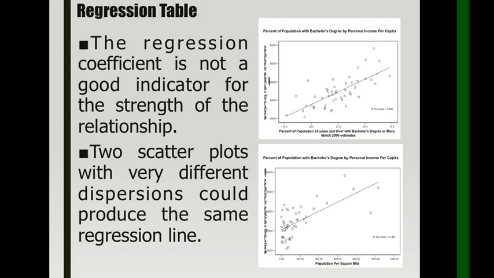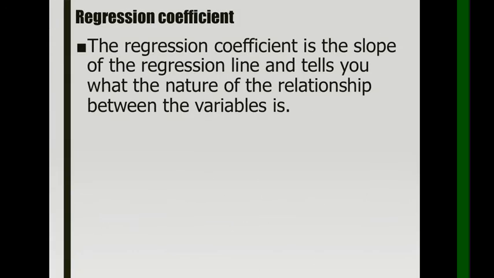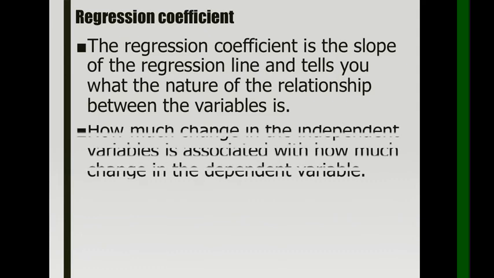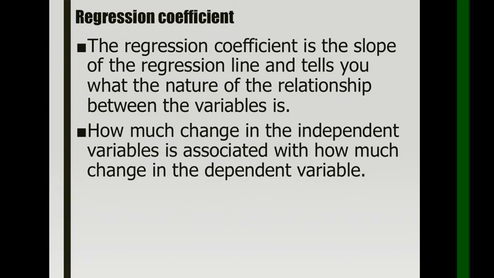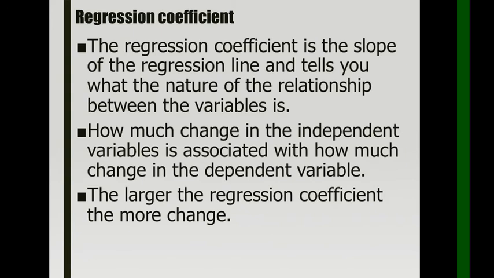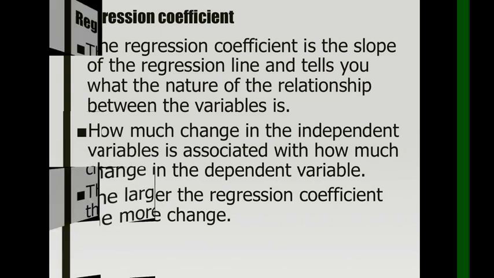The regression coefficient is not a good indicator for the strength of the relationship. Two scatter plots with very different dispersion could produce the same regression line. The regression coefficient is the slope of the regression line and tells you what the nature of the relationship between the variables is. How much change in the independent variable is associated with how much change in the dependent variable. The larger the regression coefficient, the more change.